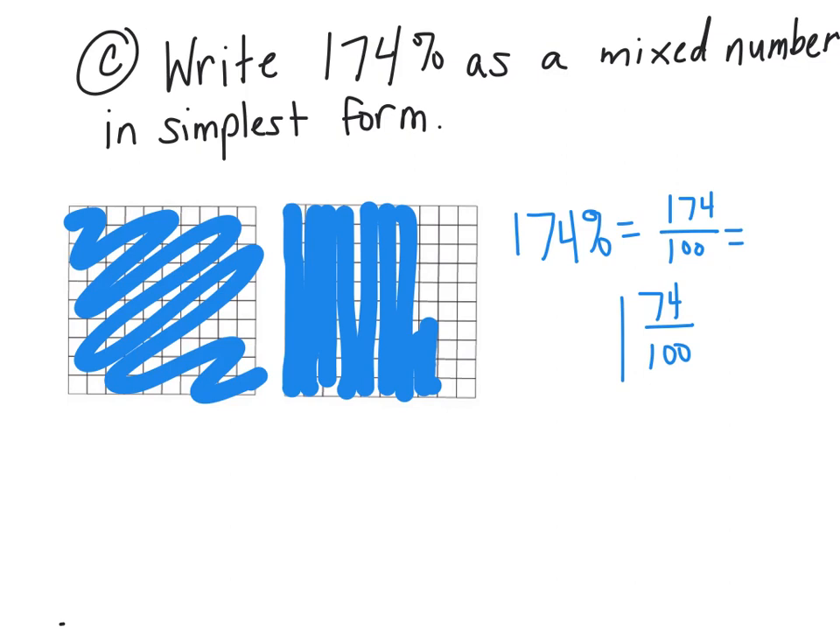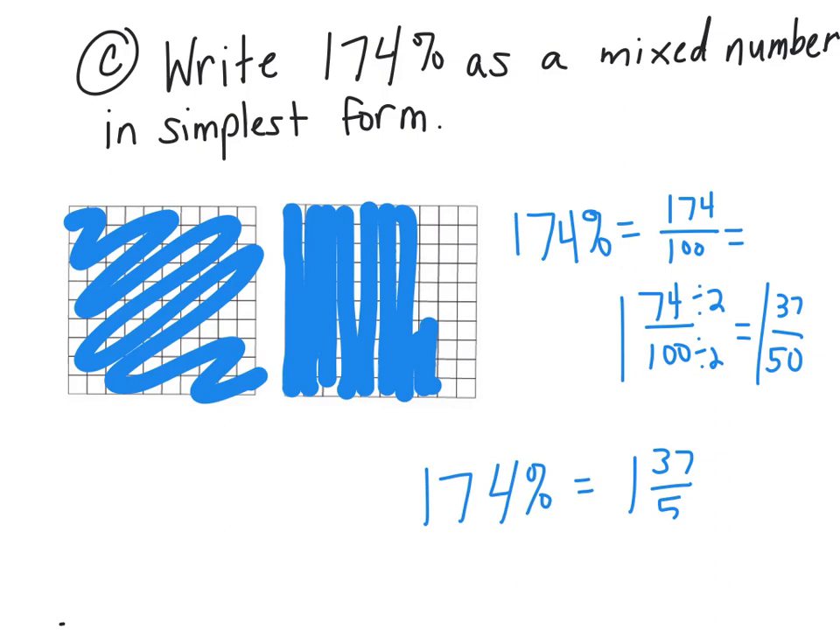So I can divide those by 2, and I still keep that 1 the same, but 74 divided by 2, go ahead and do the side math if you need to, is 37, and 100 divided by 2, of course, is 50. So that means that 174% is actually equal to 1 and 37/50ths.